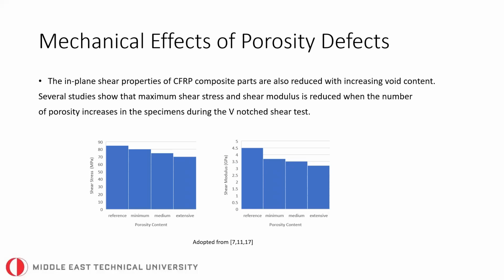The in-plane shear properties of carbon fiber reinforced polymer composite parts are also reduced with increasing void content. Several studies show that the maximum shear stress and shear modulus are reduced when the amount of porosity increases in the specimen during the V-notch shear test. These two figures illustrate this phenomenon directly.